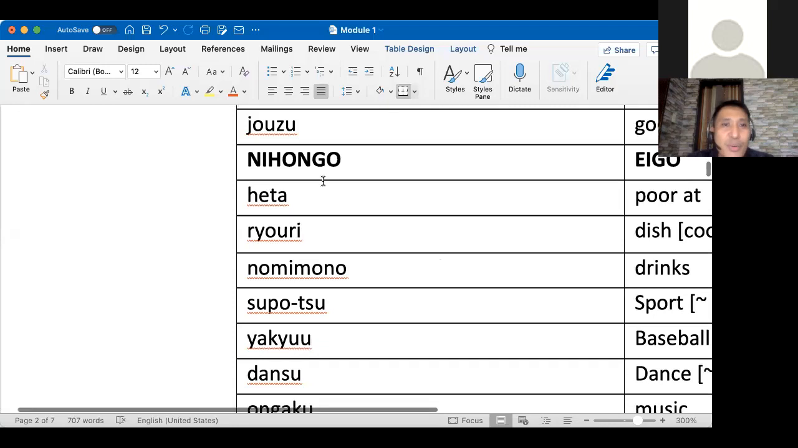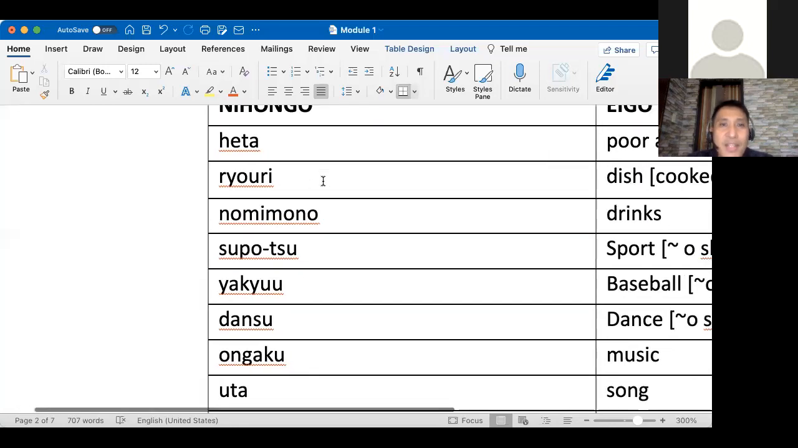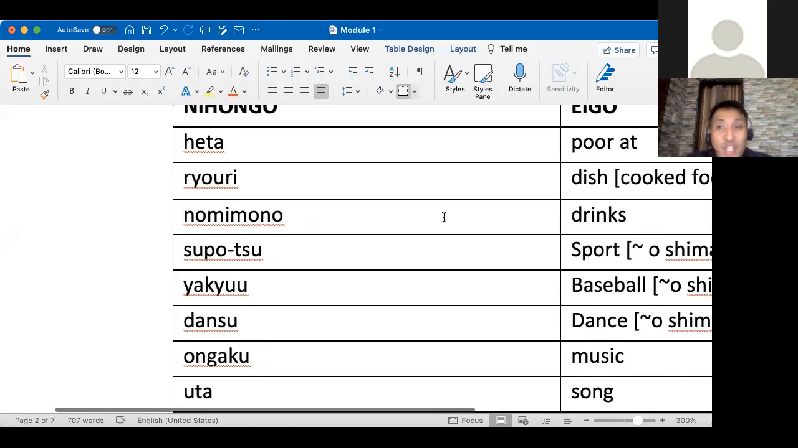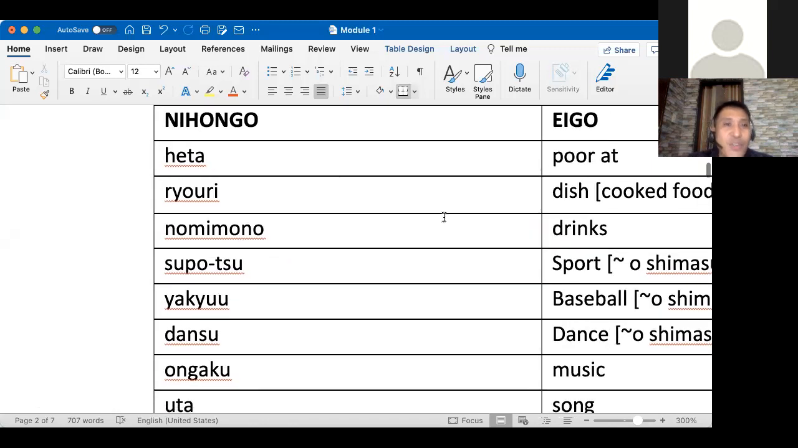Sige, so let's continue. Heta means poor at. Yung jouzu, good at. Yung kabaligtaran noon, poor at, that's heta. So halimbawa, hindi ako magaling sa sports, sasabihin kong watashi wa supotsu ga heta desu. Pero pag magaling ka, watashi wa supotsu ga jouzu desu. And then ryori means dish, cooked food.